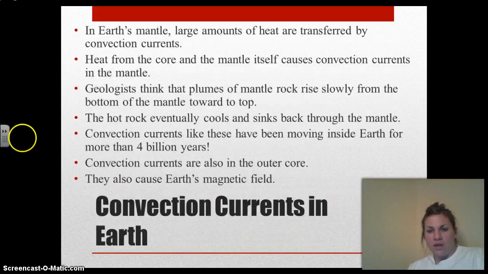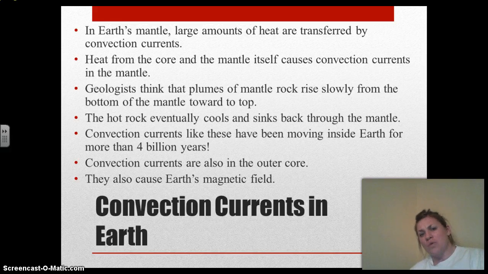So let's look at the next piece. Let's recap this. Large amounts of heat are transferred by the convection currents in the mantle. Okay, heat from the core and the mantle itself causes the convection currents in the mantle. So, convection currents also are what cause Earth's magnetic field.